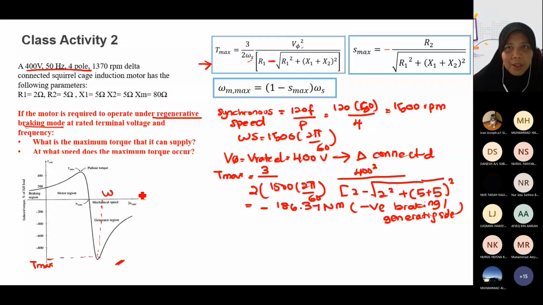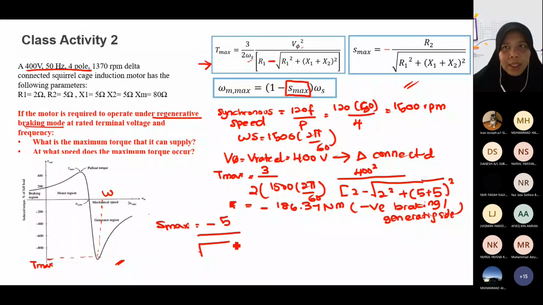This is the formula, and in this formula, you must have S max. And how to calculate your S max? By using this equation. S max equal to minus. Dia ada minus kat sini. The difference only minus. 5, 2 squared plus 5 plus 5 squared. What do you get for your S max? Apa dapat? Negatif 0.49.